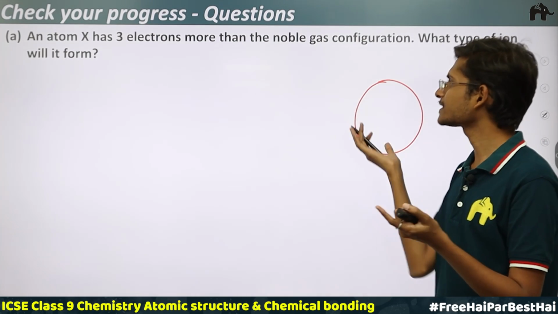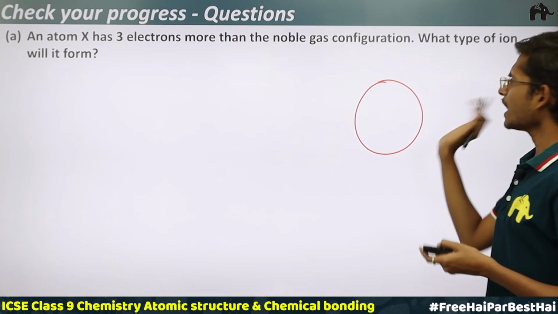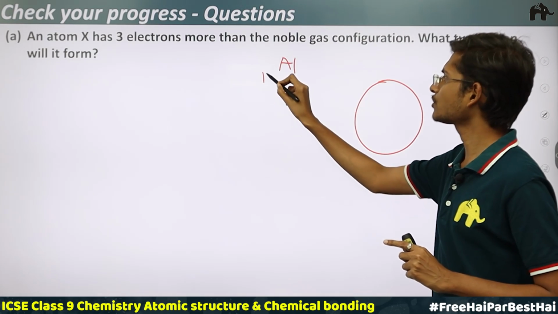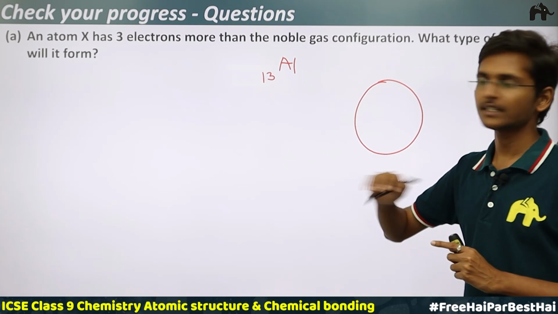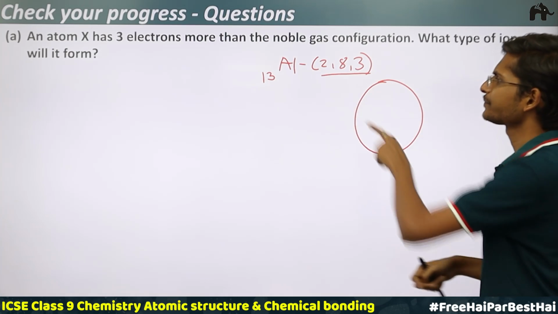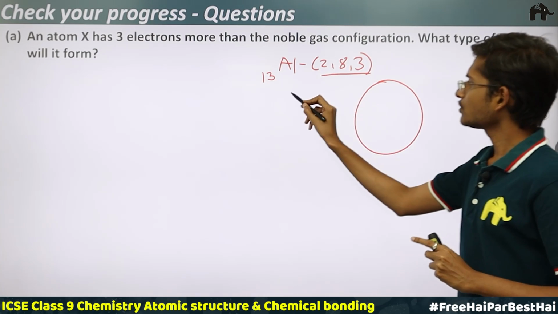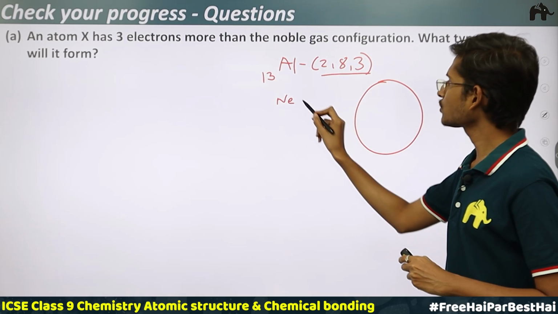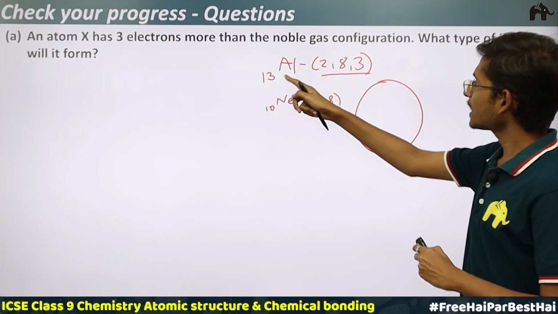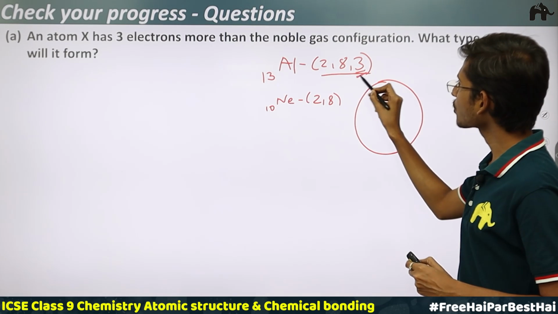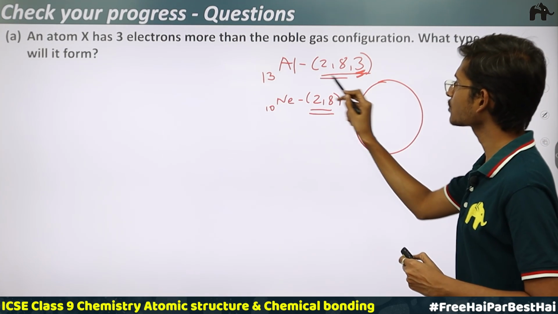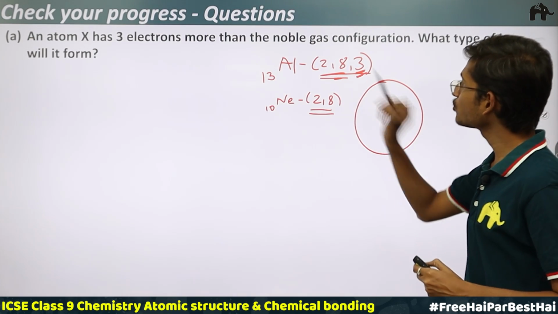Suppose I am taking, for example, aluminium. Aluminium has atomic number 13, and its electronic configuration is 2, 8, 3. When I see neon's electronic configuration, atomic number 10, it is 2, 8. So this aluminium is having 3 electrons more than the noble gas configuration, which is 2, 8.